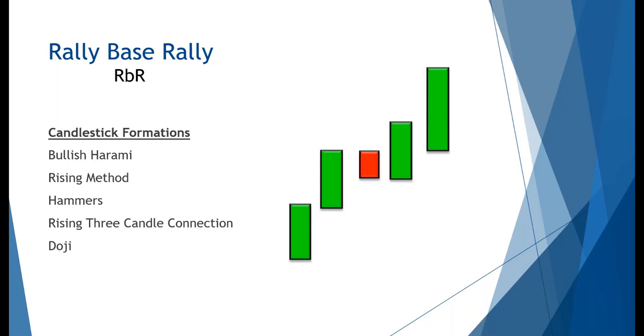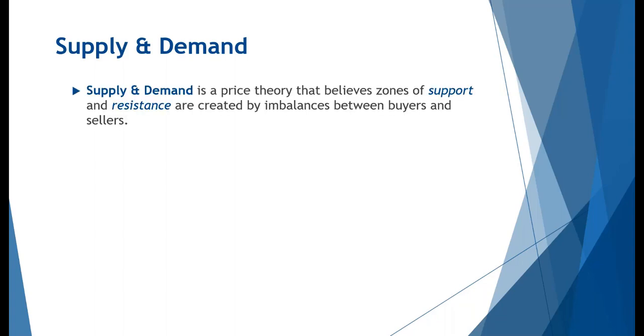So these fractal patterns tell us who's in control, but they also show us potential areas of support and resistance as price is moving away from these areas of support and resistance. And so we're going to look at these 4 fractal patterns in areas of support and resistance. And a lot of traders refer to these as supply and demand.